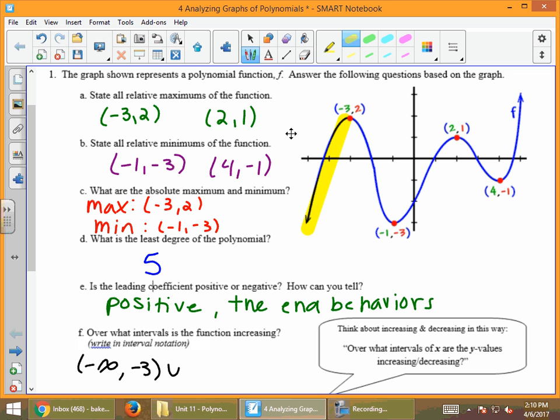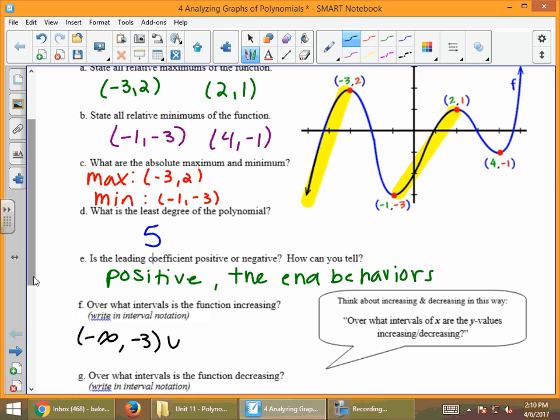Here we're going from down to up. So over what x values are we increasing? Where do we start increasing again? Negative 1. Good. And where do we stop increasing? 2.